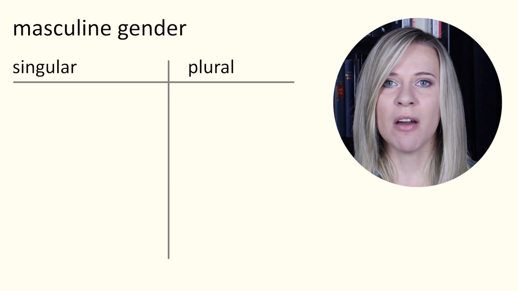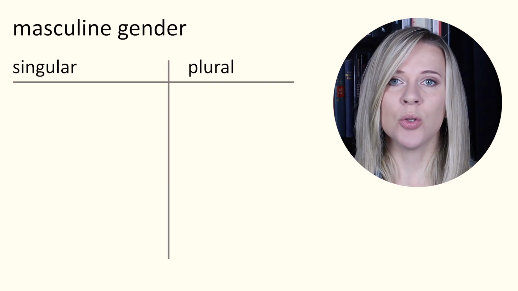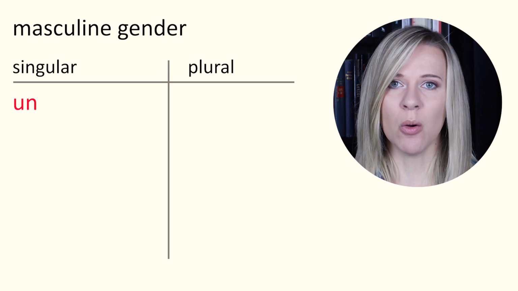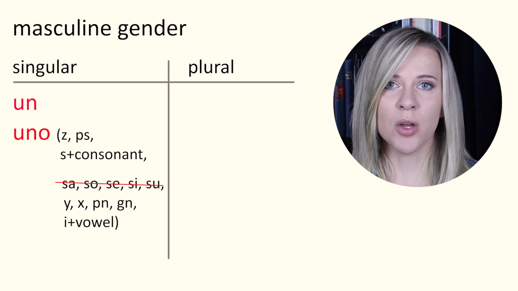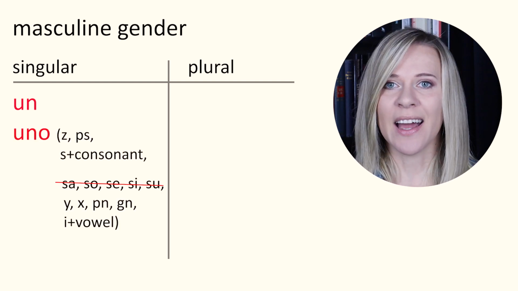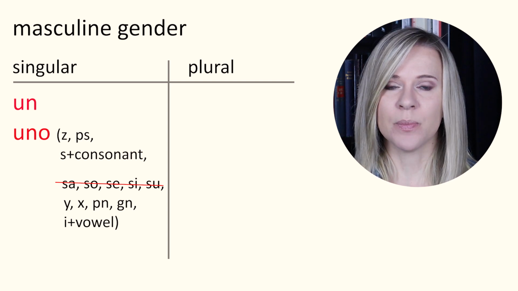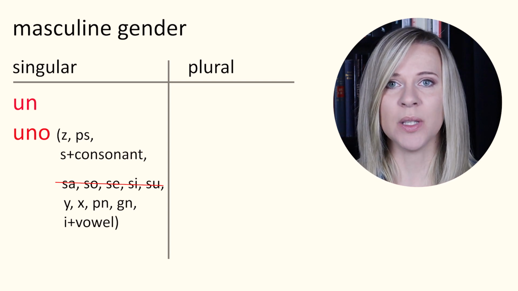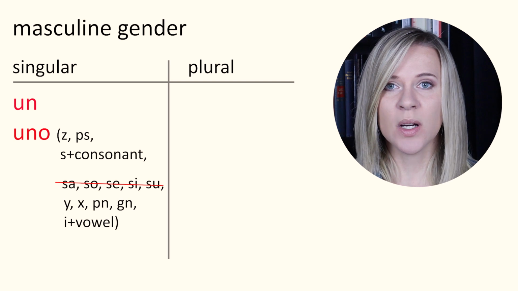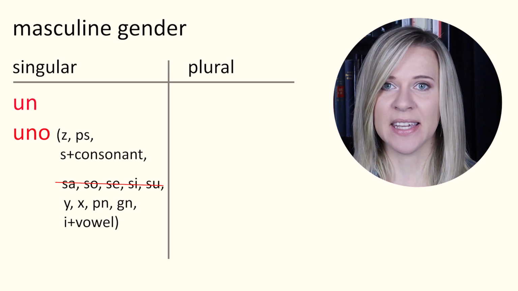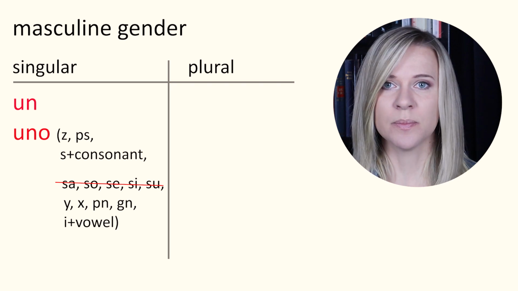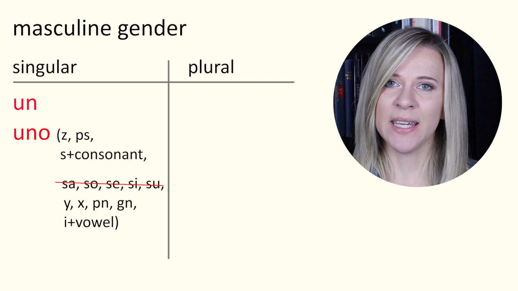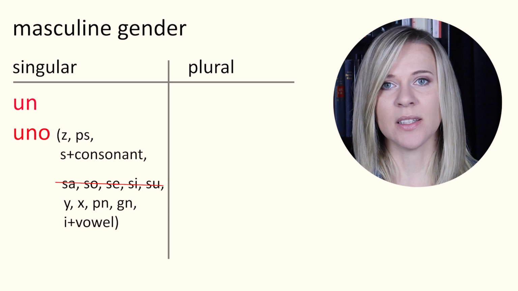In masculine, you have only two possibilities. You usually use un, even when a word, a noun, begins with a vowel. Uno, you say for those occasions when a word, a noun, begins with Z, PS, S, but remember, as a second letter, there has to be another consonant. So words that begin with sa, se, si, so, su don't count. GN, Y, X, PN, I with another vowel.